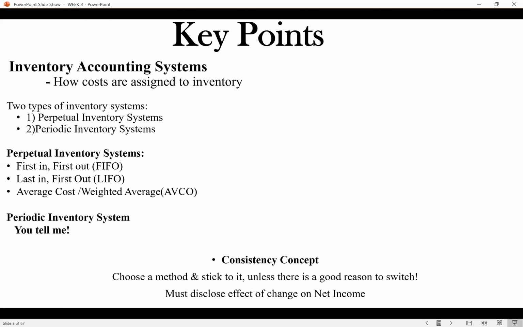The reason for this is that you must disclose the effect that this change will have on net income. Changing between FIFO, LIFO, or AVCO has different effects on net income. So switching methods abruptly will severely affect the valuation of your inventory, the valuation of net income, and your assets overall. So that's what the consistency concept says. Choose a method, stick with it.